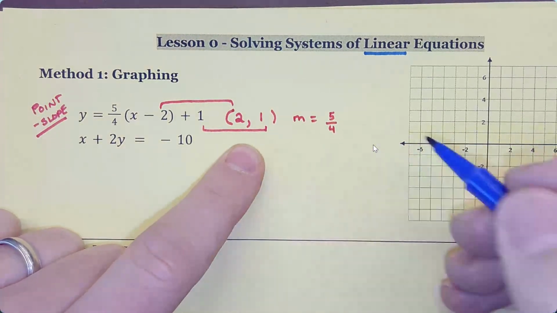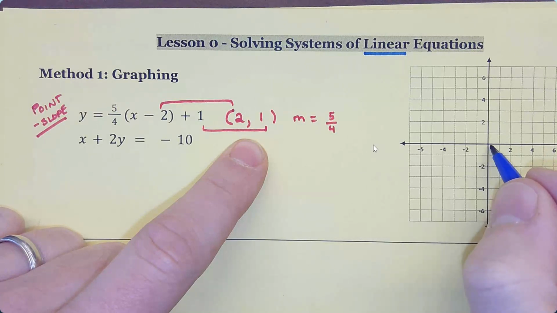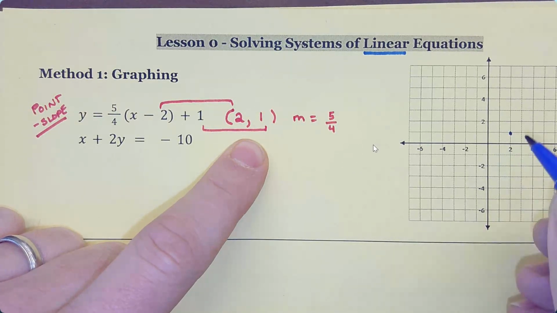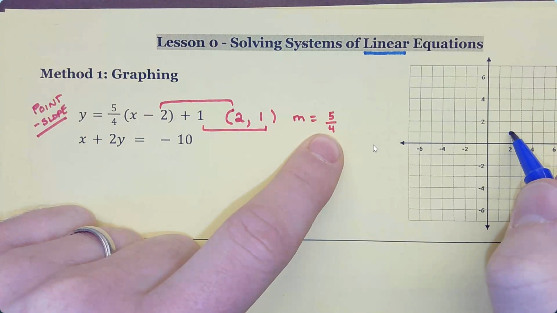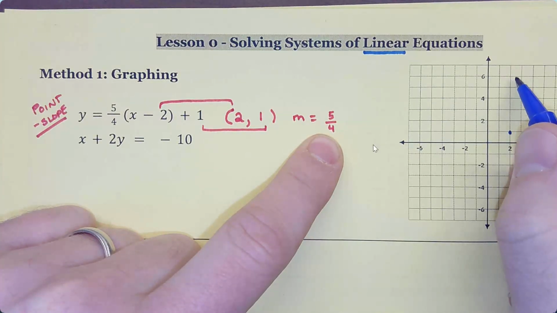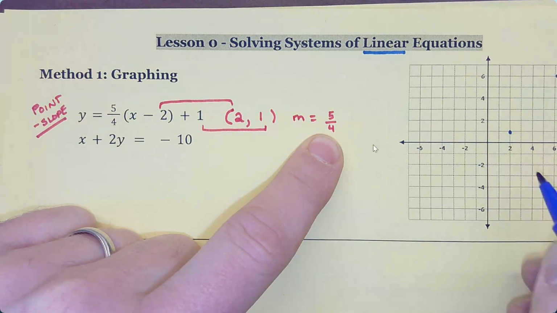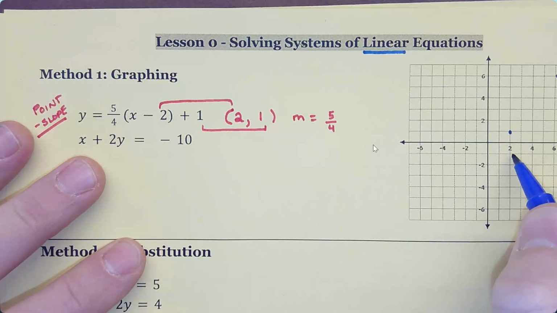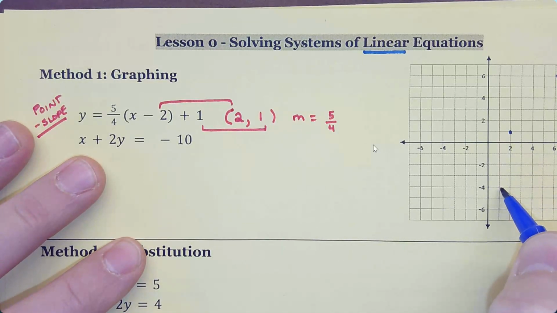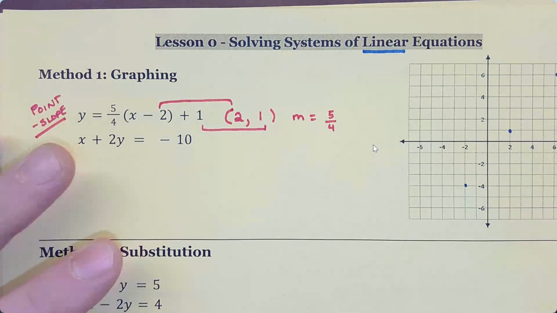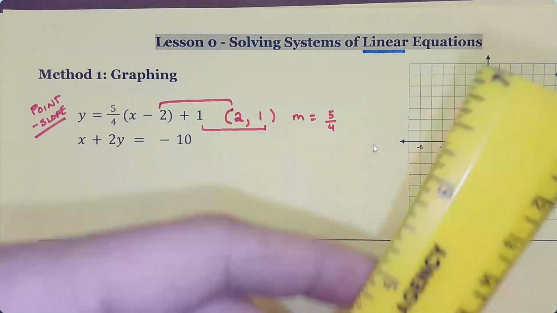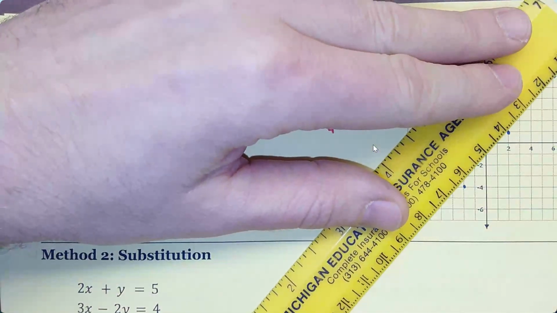So I'm going to come in over here. I'm going to plot this line. 2, 1 is right here. The slope is 5/4, so I can go up 1, 2, 3, 4, 5 over 1, 2, 3, 4. And then I can go down 1, 2, 3, 4, 5, and back 1, 2, 3, 4. And it looks like those 3 points are the only 3 points that are on this particular graph that I'm going to catch.